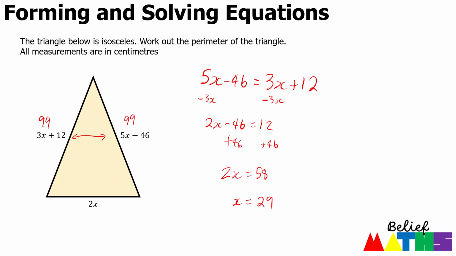5 times 29, take away 46. And the bottom one, 2 times 29, gives me 58. Then we add all of those together, 99 plus 99 plus 58. And that gives us the final answer of 256 centimetres for the perimeter.